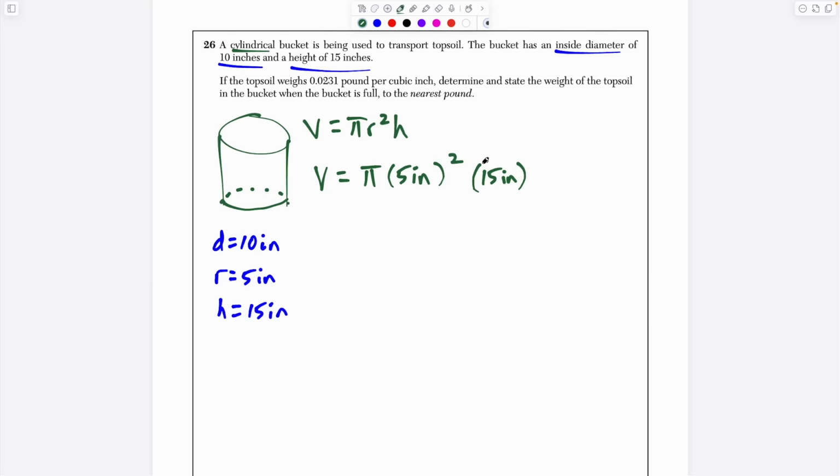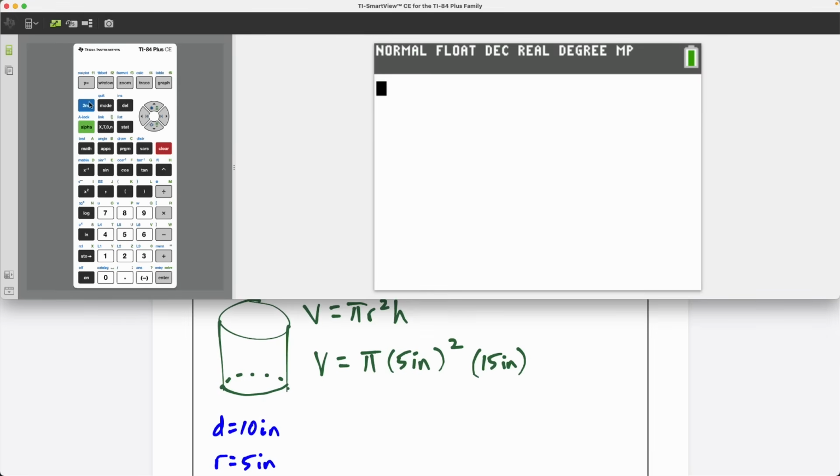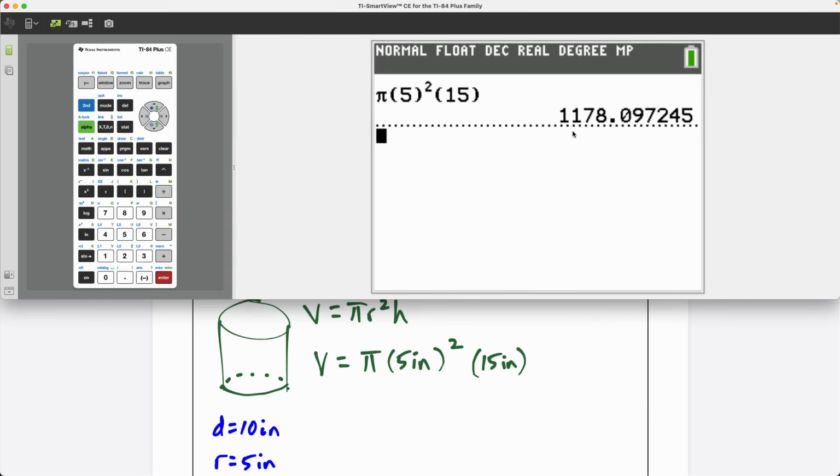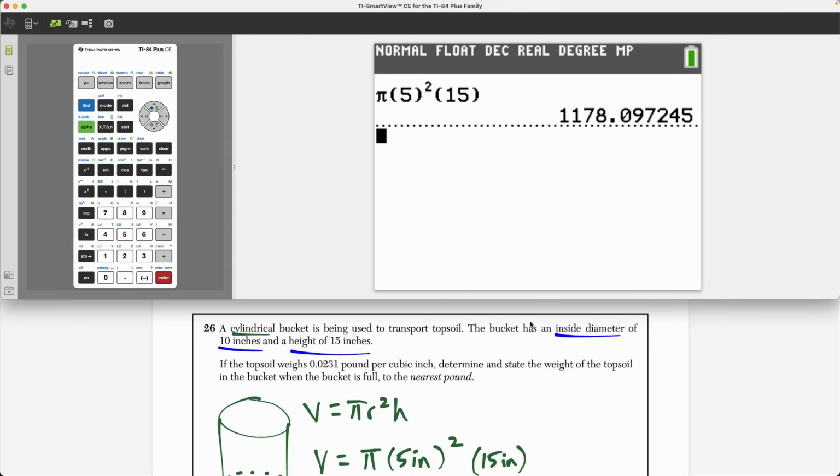So now we would just have to type this in. So we have pi, it's second on this up arrow here, and then 5 squared. So we have 5 in parentheses squared, and then times 15. But now let's think about this logically. We have 1178 point something something cubic inches of space inside this bucket. But they told us that the topsoil weighs this many pounds per cubic inch.